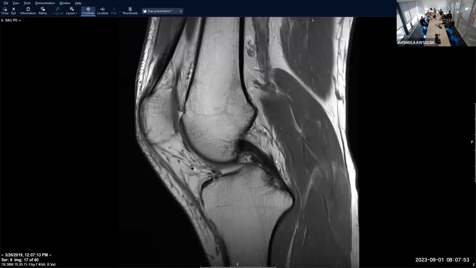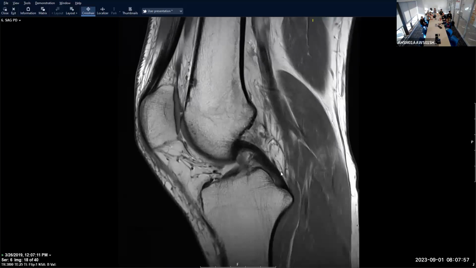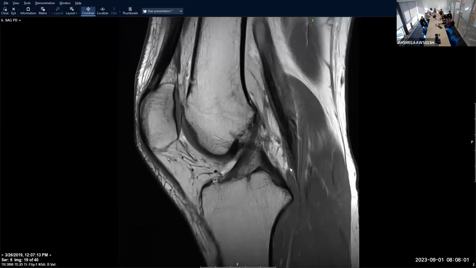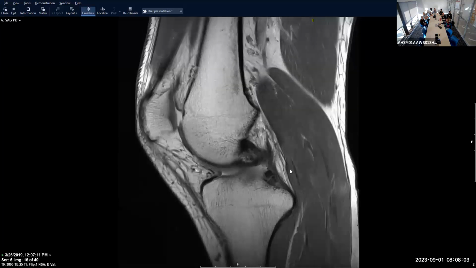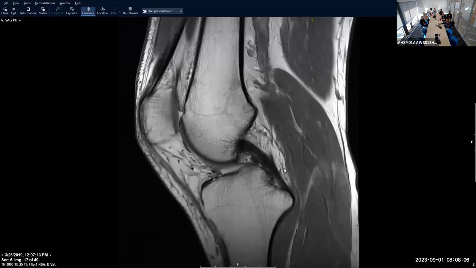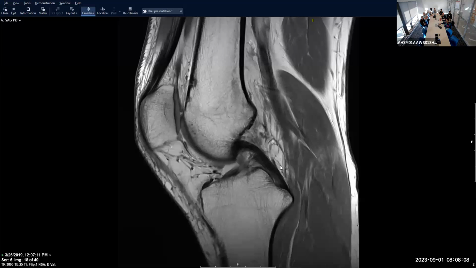But we see the PCL here, and we see this structure. What is this thing? Anybody know, posterior to the PCL? Sometimes it is implicated in posterior horn lateral meniscal tears in the setting of an ACL tear. There is a colloquial name for it. It starts with W and rhymes with Isberg.